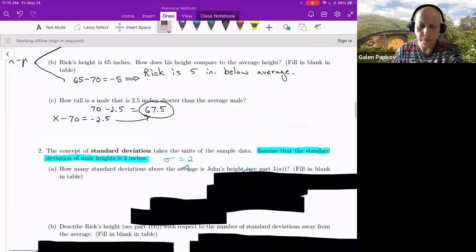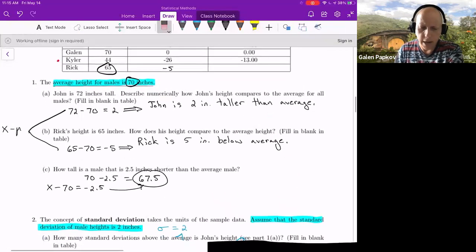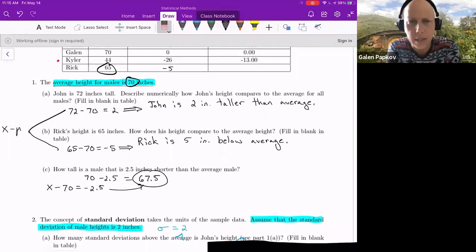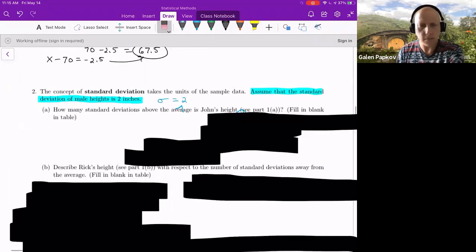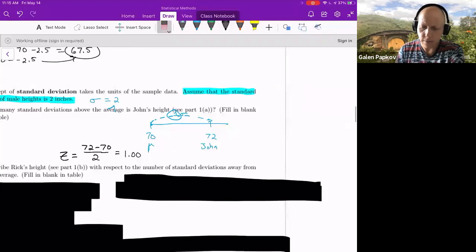Well, in part A, we got John to be 2 inches above average. And we know that the standard deviation, sigma, is 2 inches. So that means that John is 1 standard deviation, because 1 standard deviation is 2 inches. So he's 1 standard deviation above the mean. There's a few ways of thinking about it. That's one of them. And I'm showing both of them here.